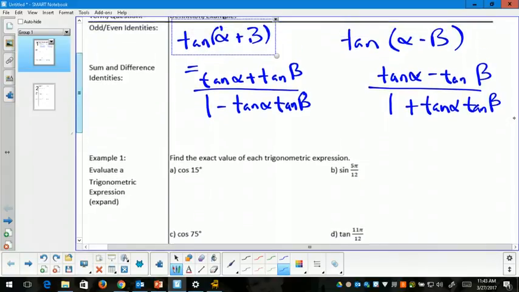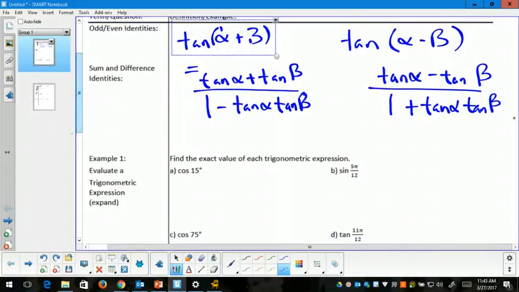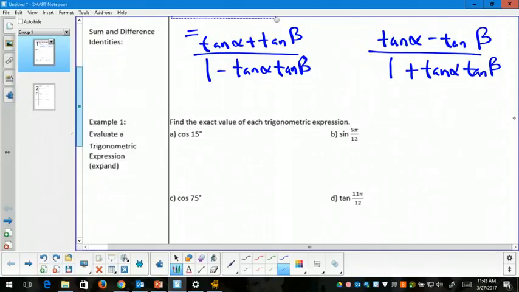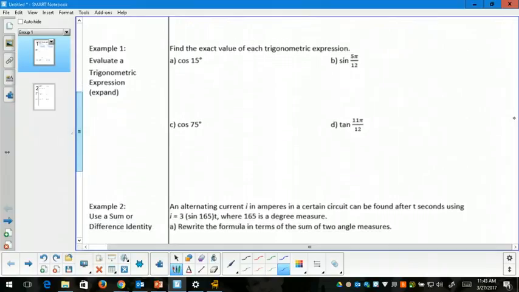So here's example 1. What we're actually going to be doing is working with angles that are not on the unit circle, but we can use sums or differences of angles that are on the unit circle to calculate these values. When we can do that, we use sums or differences so that we can, without a calculator, get the exact answers. So for our first one, cosine of 15. I'm probably going to use angles that are in quadrant 1.